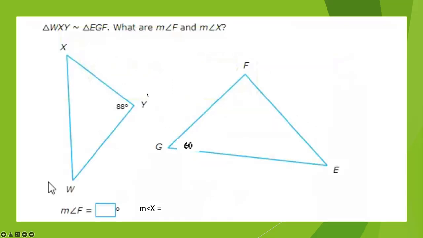If you have any questions on this one, keep in mind the WXY and the EGF. Okay, so the first thing they ask you for is angle F, and we notice that angle F pairs up with angle Y. So if angle Y is 88, angle F is 88. But now what about angle X? Well, you'll notice that X pairs up with G. So therefore, if angle G is 60, angle X is 60.